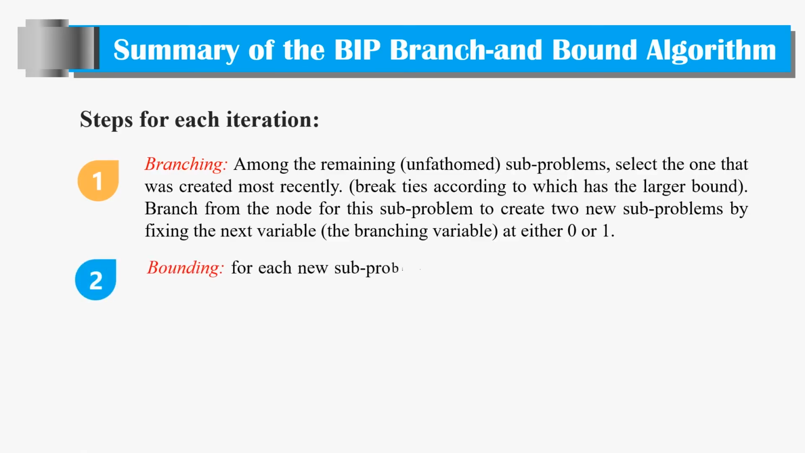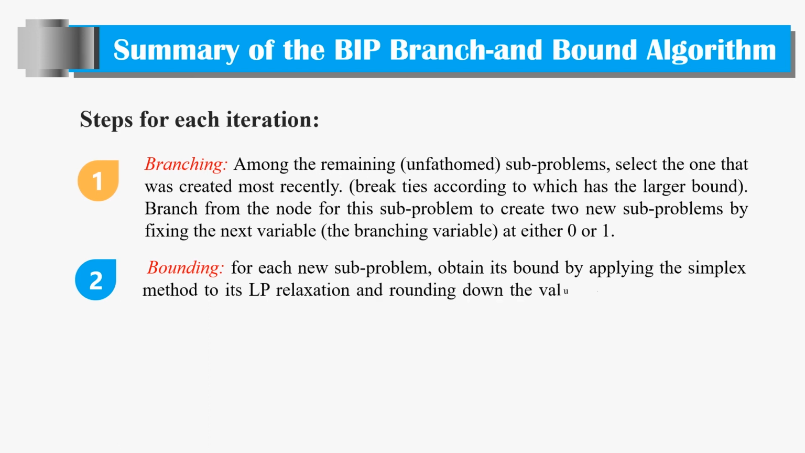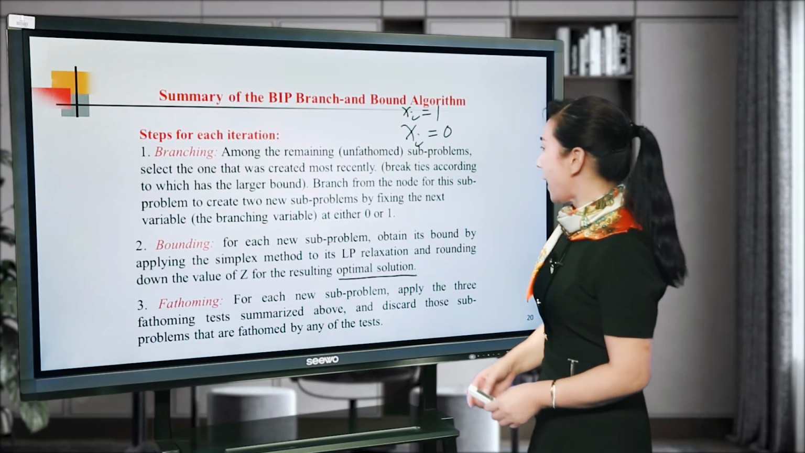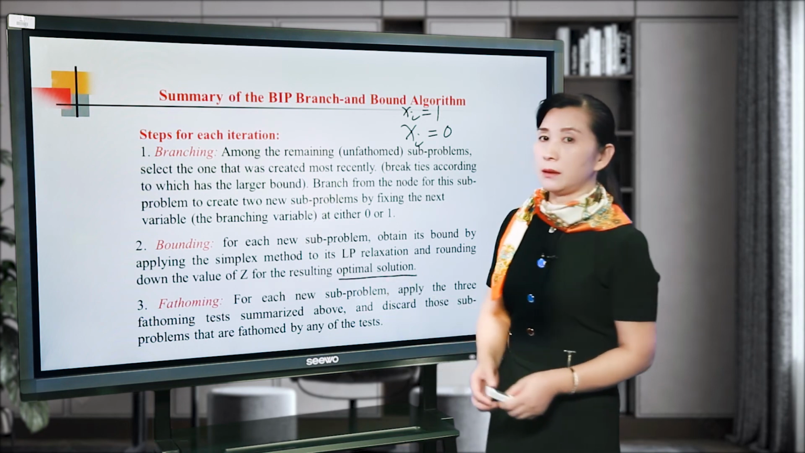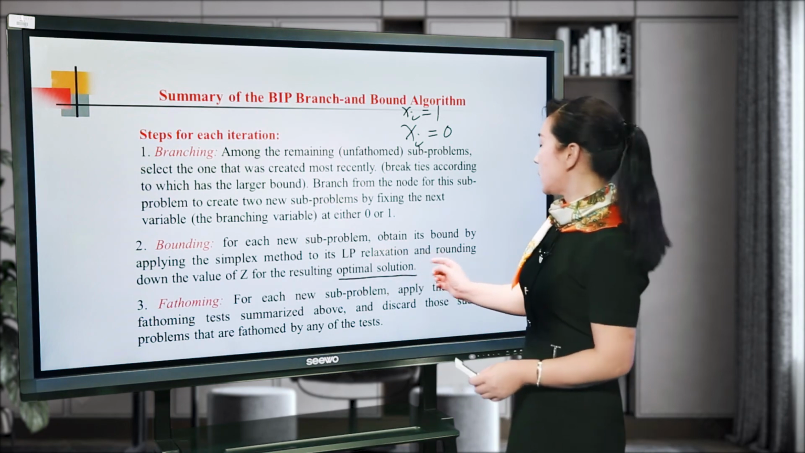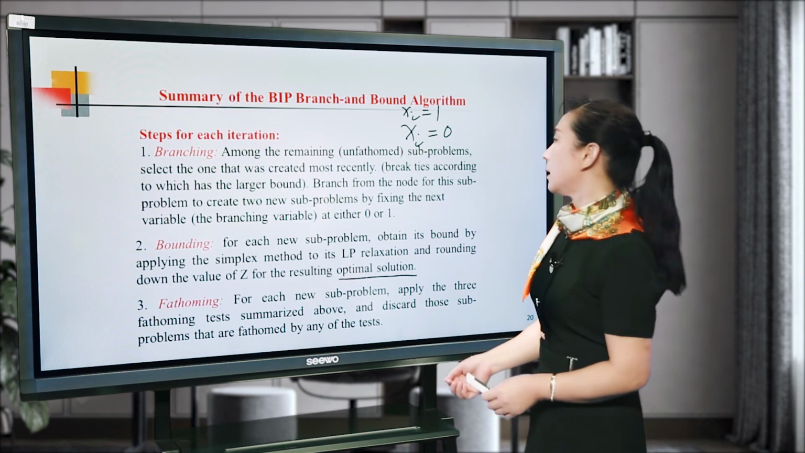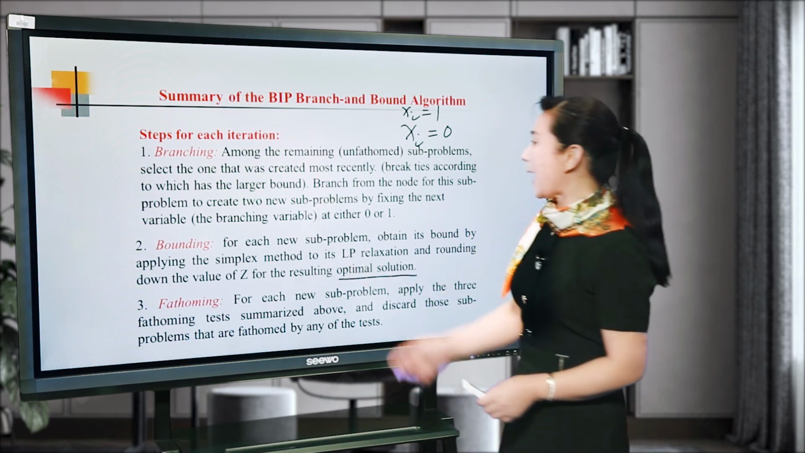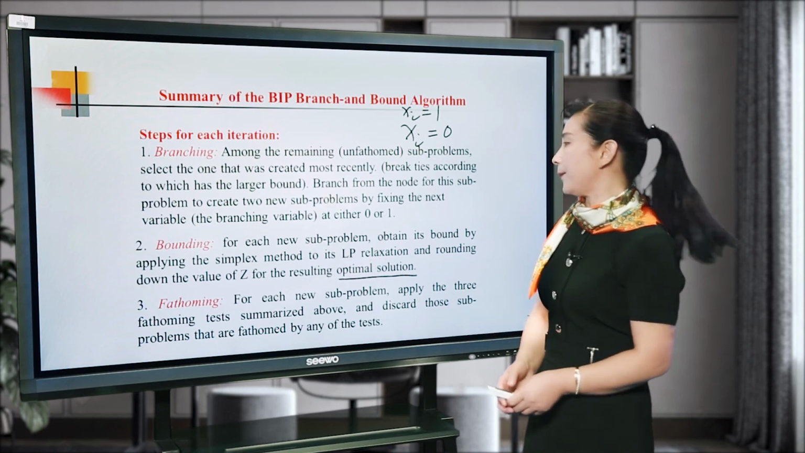Step 2. Bounding. For each new subproblem, obtain its bound by applying the simplex method to its LP relaxation and rounding down the value of Z for the resulting optimum solution. In two cases, we can bound. If we get the integer solution, we can bound. If we cut the branch, we can bound.